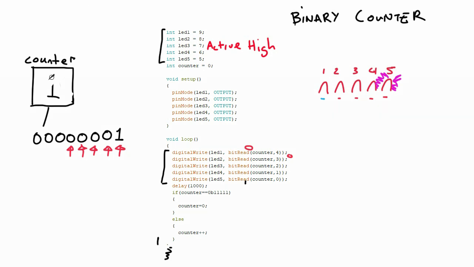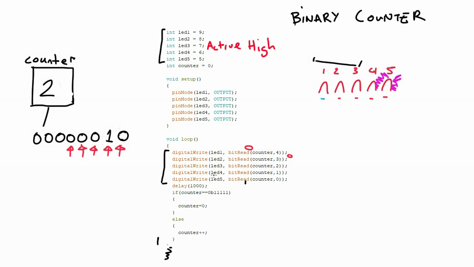So 1 plus 1 is 2. So we get 2 here. Now 2 in binary is going to be 1, 0, because we've got to carry that 1. So we get 1, 0 here. We go back up. LED 1, bit 4 is 0 still, bit 3 is 0 still, bit 2 is 0 still, so these stay the same.